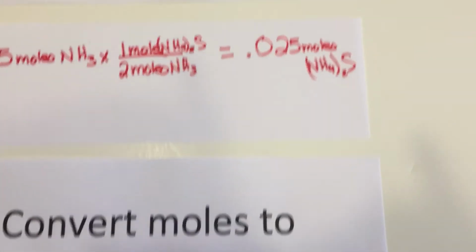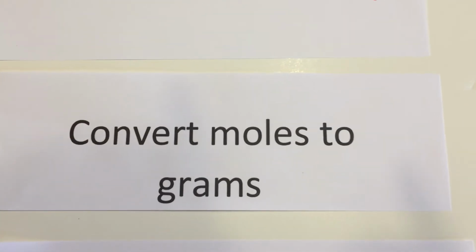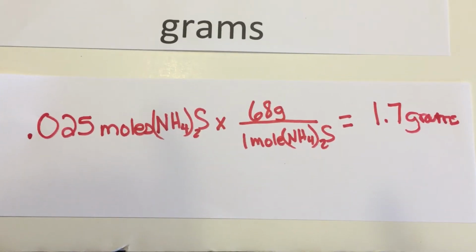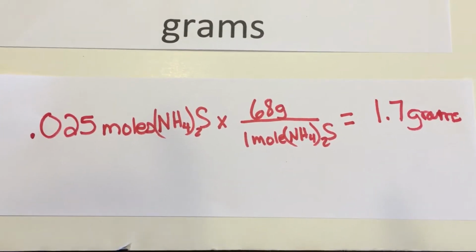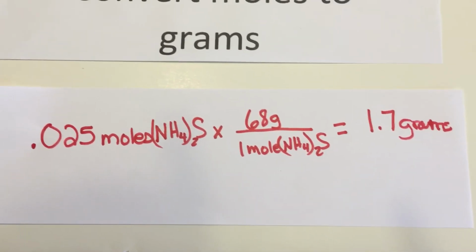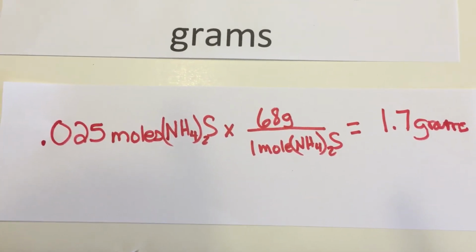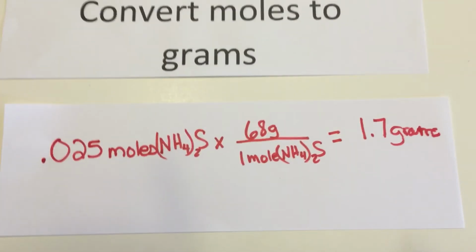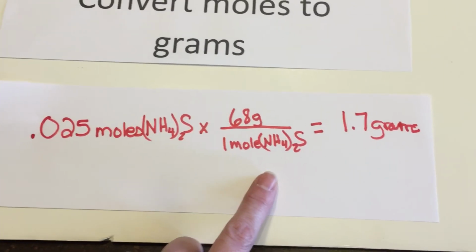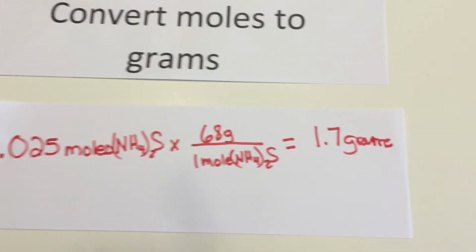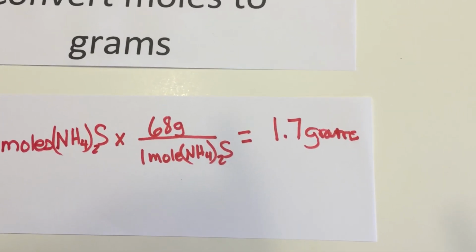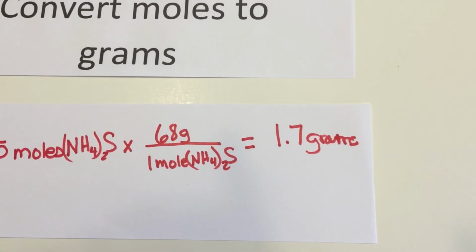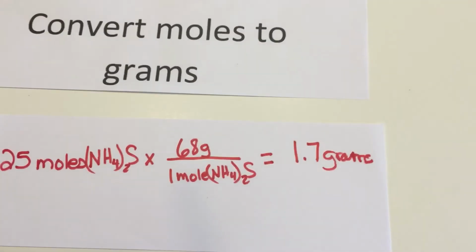Okay, then we're going to convert the moles to grams. We're almost done with this one. So it's 0.025 moles of (NH4)2S. Multiply that by the molecular weight of the ammonium sulfide, which is 68 grams over 1 mole of ammonium sulfide. So your moles will cancel, and it gives you 1.7 grams of ammonium sulfide. All right, that's number 2.